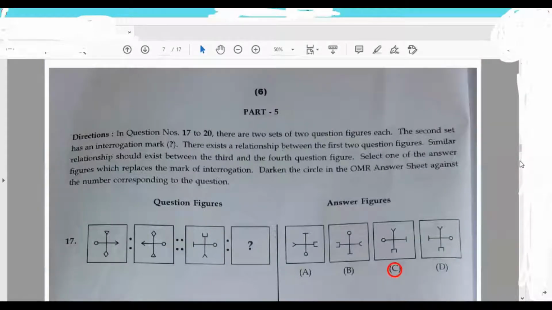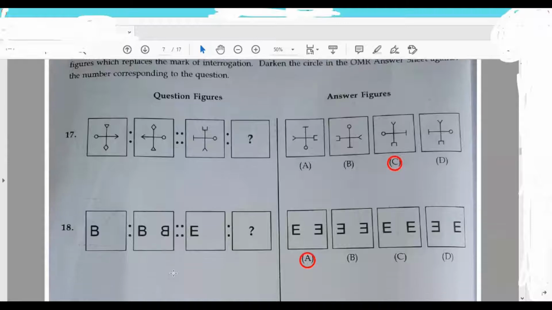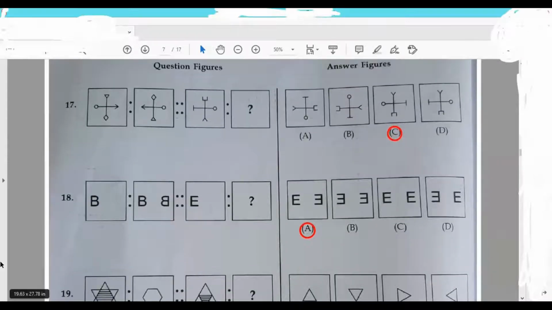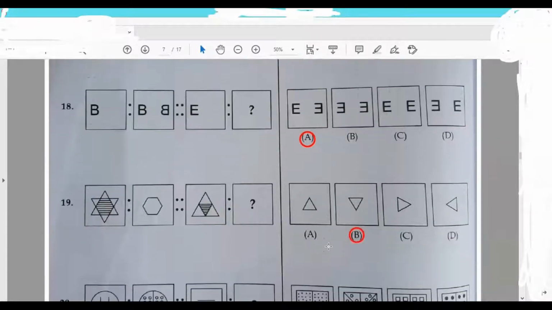Now, for 17th to 20th, there should be a relationship between the first and the second part, and you have to find the fourth part in relation to this question. For 17th, the correct answer is C. For 18th, C. The B has a mirror image of this. So E's mirror image will be what? The correct answer is A. For 19th, it is B.